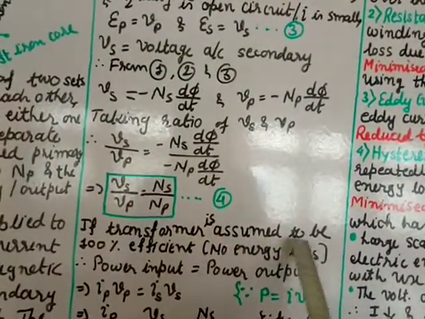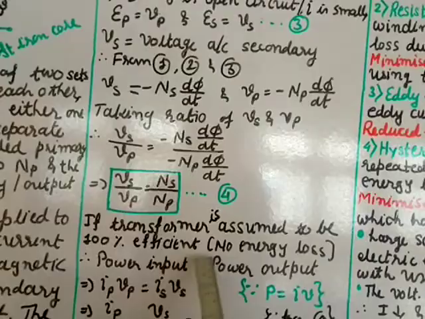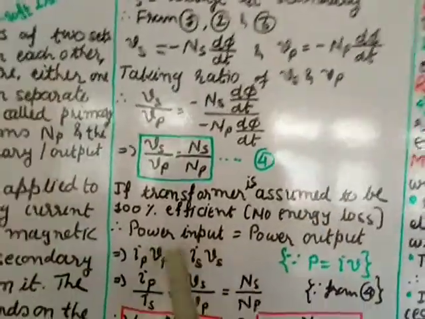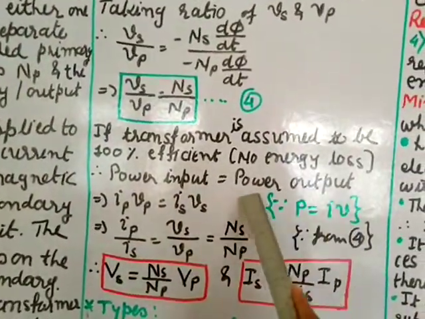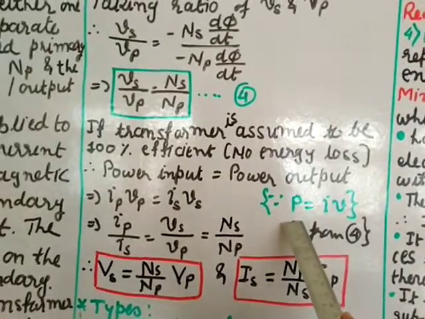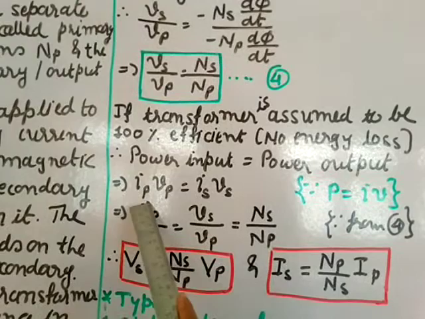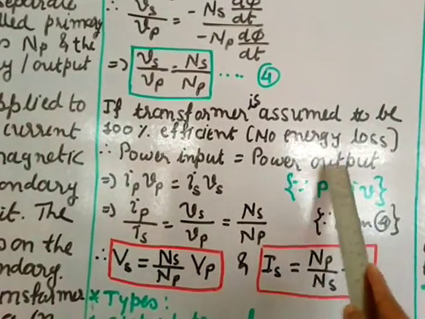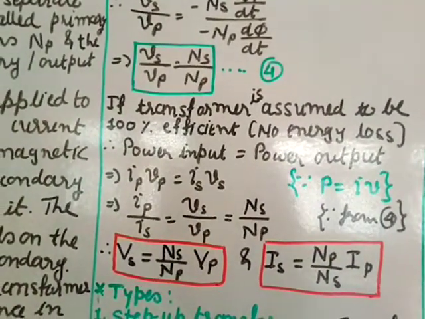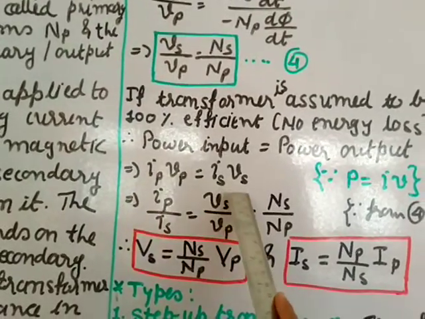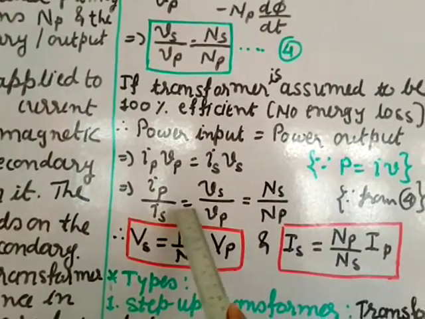If transformer is assumed to be 100% efficient, that means no energy loss, so the power input will be the same as the power output. We know power formula P is equal to I into V. So for input power, Ip into Vp equals output power Is into Vs. So you get Ip by Is is equal to Vs by Vp.